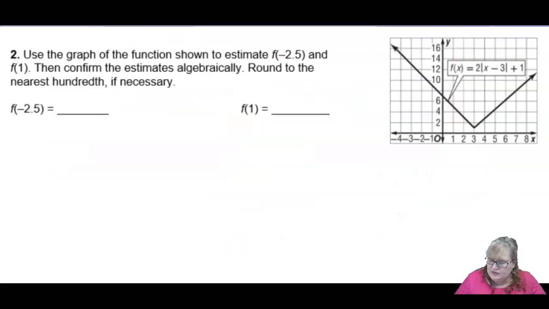Moving on to this example, this is an absolute value function. It says 2 times the absolute value of x minus 3 plus 1. Not graphed super accurately, I found out, especially over here, but we're not going to worry about it. Use the graph to evaluate the function. Okay, f of -2.5 means when x equals -2.5, what y do we get? So f of -2.5 is over here, and it wants to know what y we get. And it looks to me like 11 or 12.